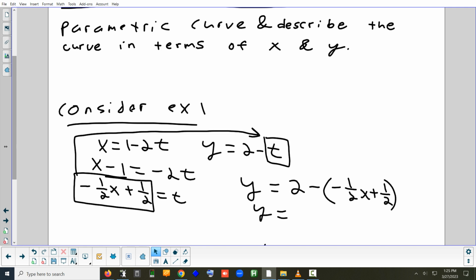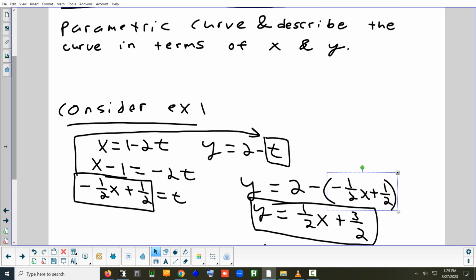Okay, so what's that going to give me? What's -1/2 x? Positive 1/2 x. +1/2 x. And then distributing that negative, you get -1/2 and a +2. So what's 2 minus 1/2? 1.5, or what about as a fraction? 3/2. Yeah. So that is how you can draw as a function what we drew parametrically.